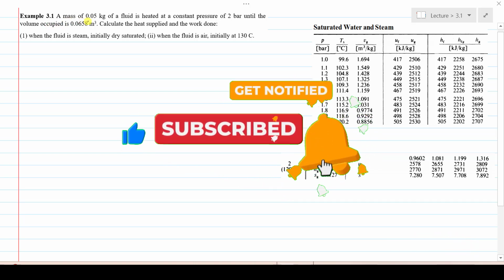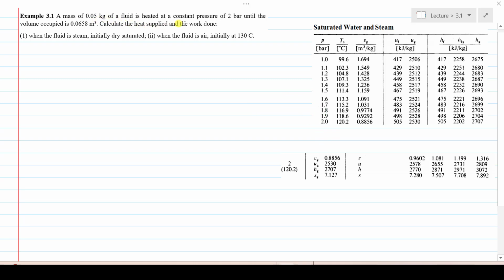A mass of 0.05 kg of a fluid is heated at a constant pressure of 2 bar until the volume occupied is 0.0658 meter cube. Calculate the heat supplied and the work done when the fluid is steam, initially dry saturated, and when the fluid is air, initially at 130 centigrade.